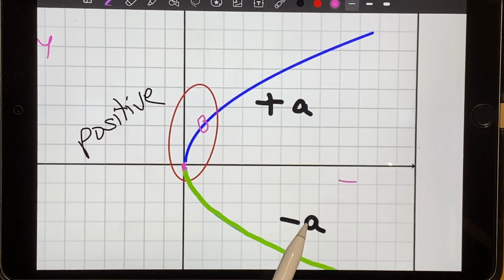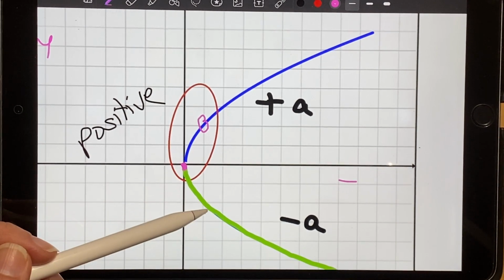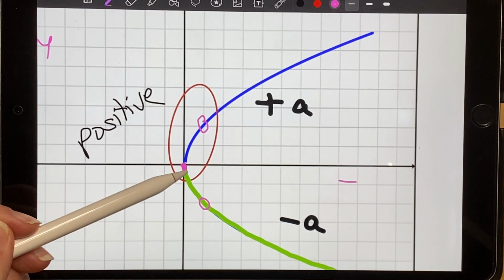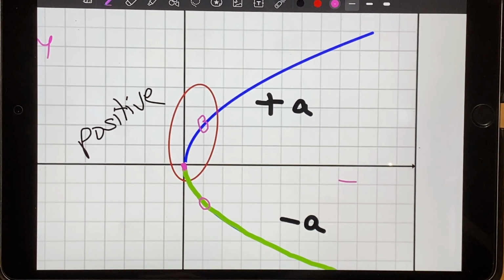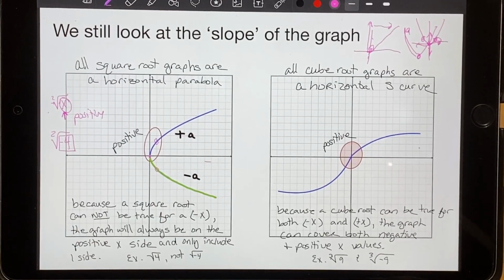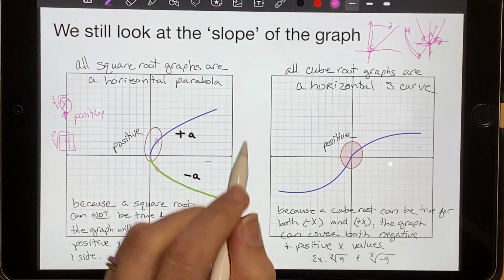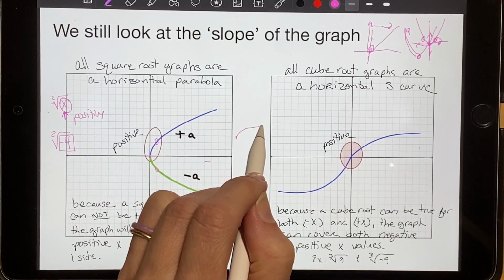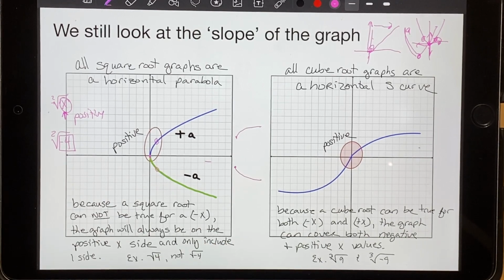Now, if I have my equation and I have a negative A value, again, I'm going to start back at my vertex, and my slope for that very first point has to be negative. And so that means I would be using only the negative portion of the parabola. So whenever we look at square root functions, they are going to be just an upper portion or just a lower portion of that parabolic graph.